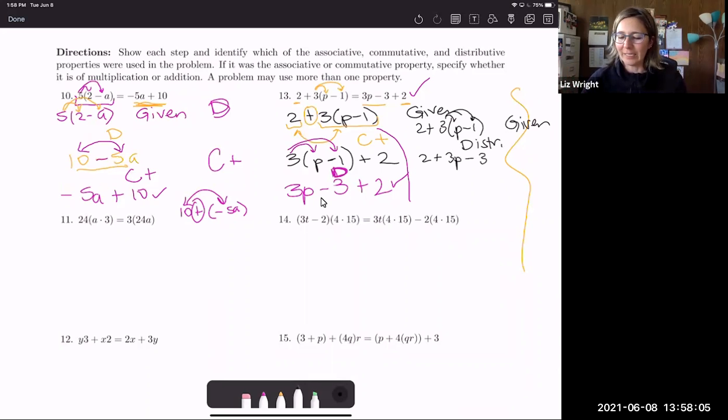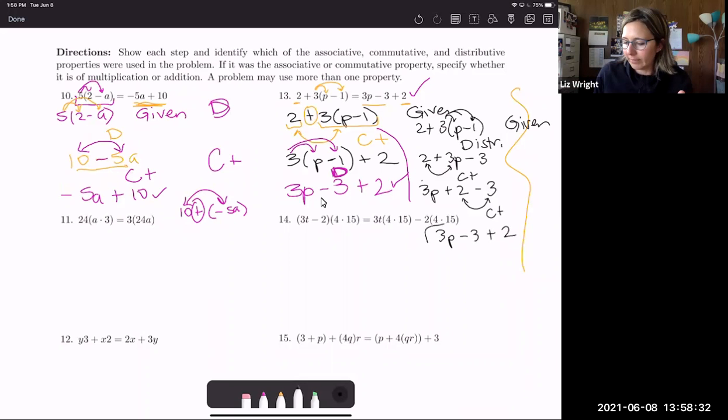And now we've got to get the 2 all the way at the end. But you can't just move it over. We've got to move it one space at a time. So we're going to have commutative of addition. So we would have 3p plus 2 minus 3. And then we've got to do it again. Move those, so that's a commutative of addition again. So then we would get 3p minus 3 plus 2. Boom. We're done. That's the final answer, right at the end.